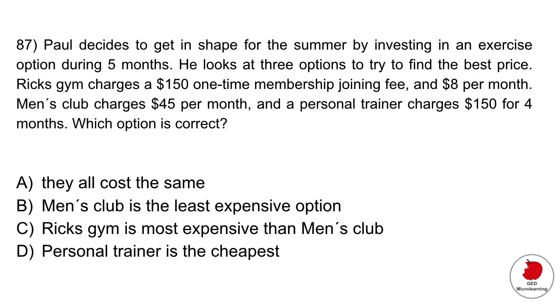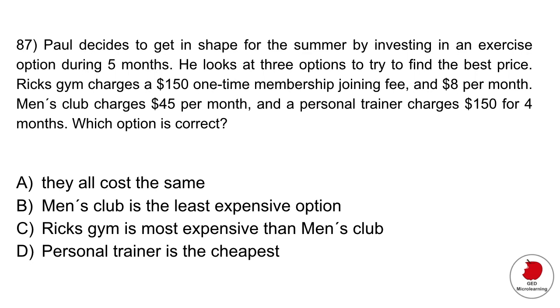Paul decides to get in shape for the summer by investing in an exercise option during 5 months. He looks at 3 options to try to find the best price. Rick's Gym charges a $150 one-time membership joining fee and $8 per month. Men's Club charges $45 per month, and a personal trainer charges $150 for 4 months. Which option is correct?